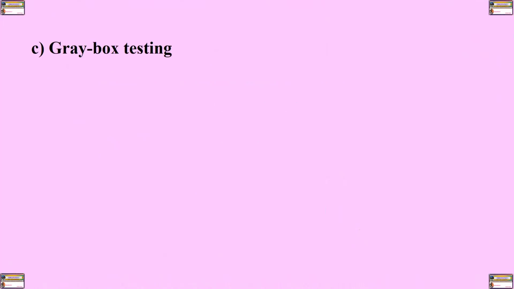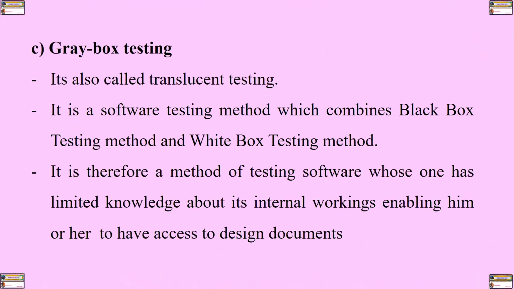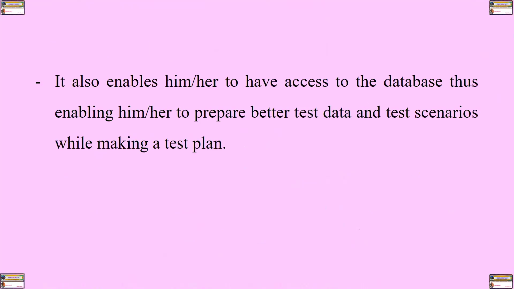The other type is gray box testing. It is also called translucent testing. It is a software testing method which combines both the black box testing method and the white box testing method. It is therefore a method of testing software where one has limited knowledge about its internal workings, enabling him or her to have access to design documents.